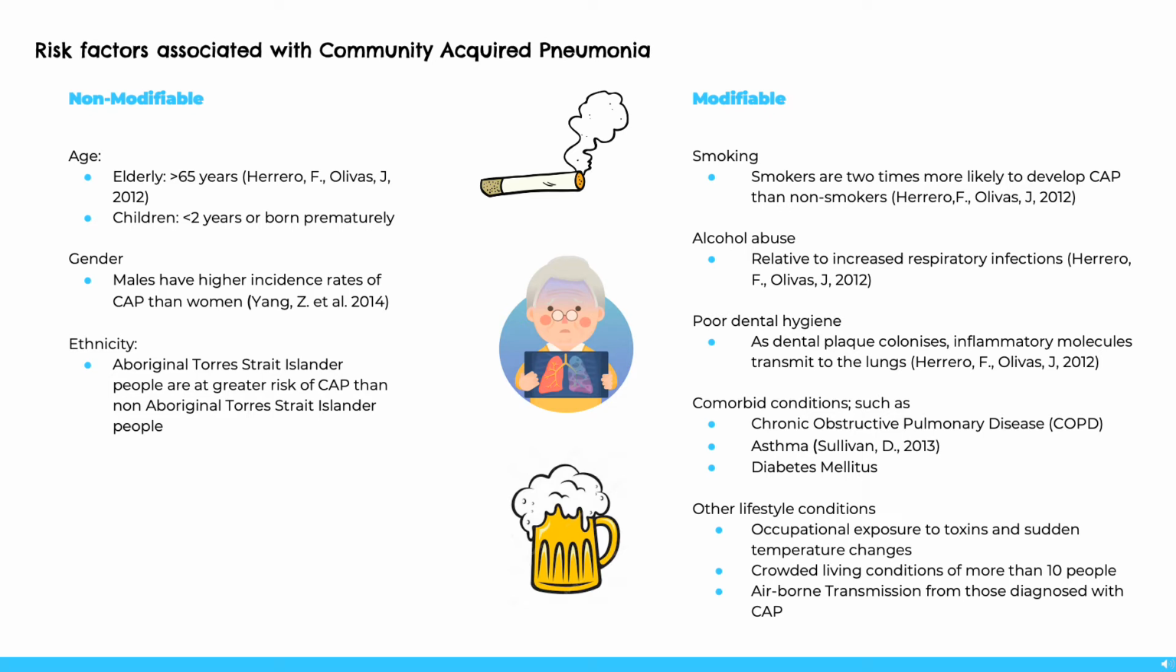Other lifestyle factors such as occupational exposure to toxins, sudden temperature changes, and crowded living conditions are considered risk factors for community-acquired pneumonia. Airborne transmission from others diagnosed with community-acquired pneumonia can similarly increase the risk.